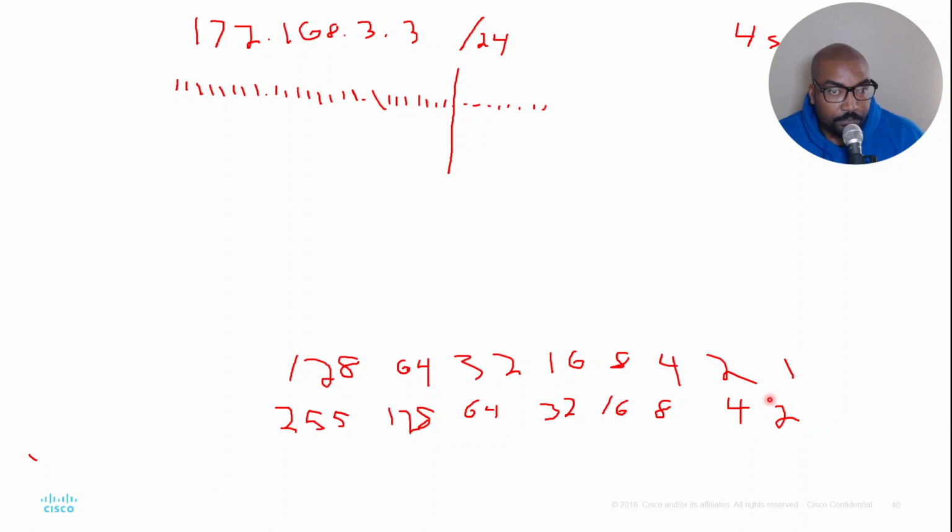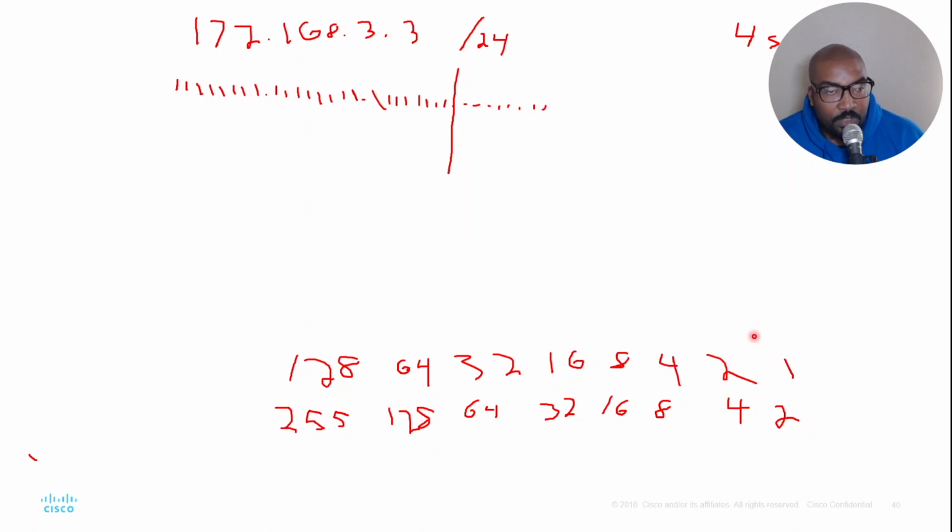Let me repeat that. Very important. The powers of 2 numbers at the bottom represent how many networks you can create, and the numbers directly above them tell you how many bits it is going to cost you in order to create those networks.